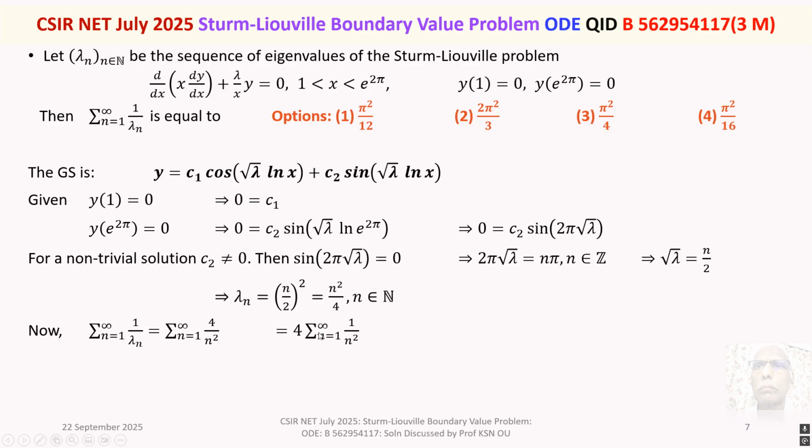And it is well known that sigma n is equal to 1 to infinity 1 by n square is always convergent. If it is convergent, it converges to what? The sum of the series. It is well known, sigma n is equal to 1 to infinity 1 by n square is pi square by 6. So 4 into pi square by 6. After cancellation, it will be 2 pi square by 3. Where is our answer? The answer is appearing against option 2. Therefore, the answer to this question is option 2.